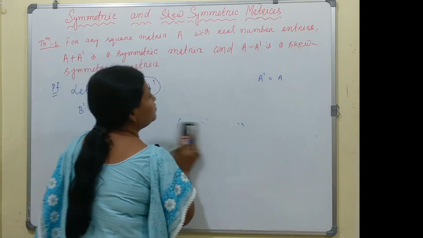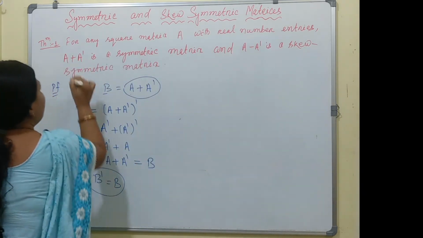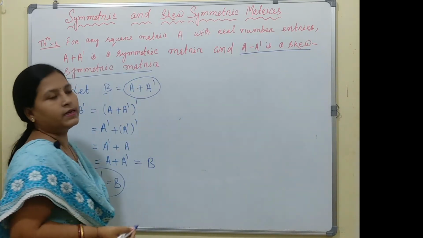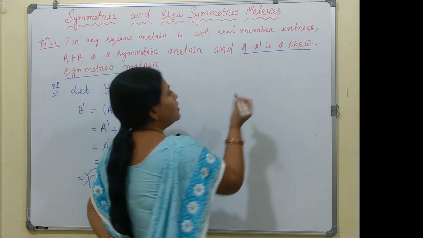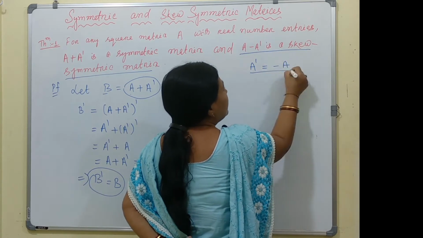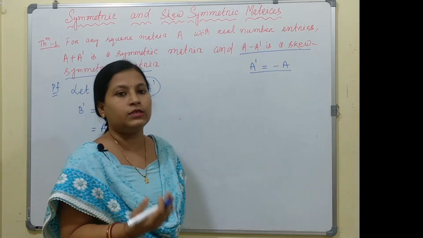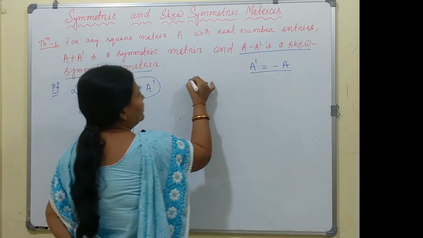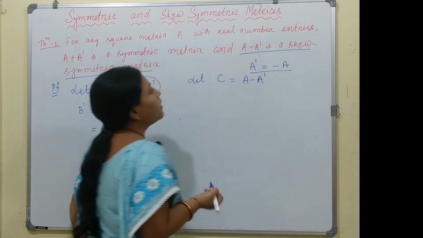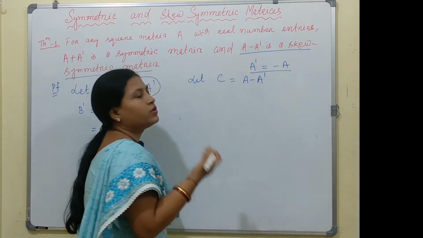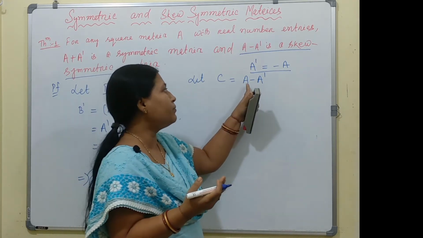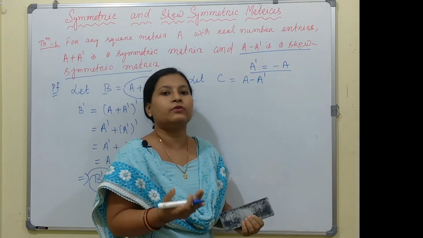Let's come to the second part of this proof. A minus A dash is a skew-symmetric matrix. We have already discussed that if A transpose is equal to minus A, then A is called a skew-symmetric matrix. So let C be equal to A minus A dash. If C transpose is equal to minus C, then C is called a skew-symmetric matrix. That means A minus A dash is a skew-symmetric matrix.